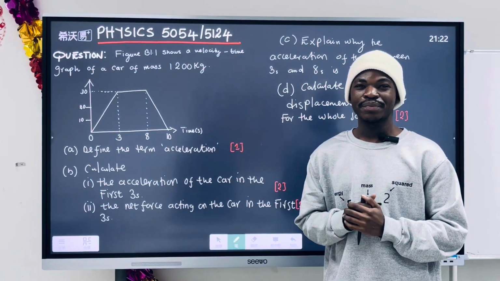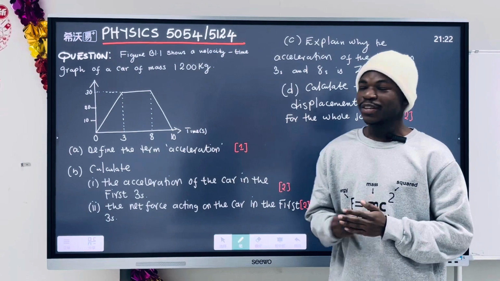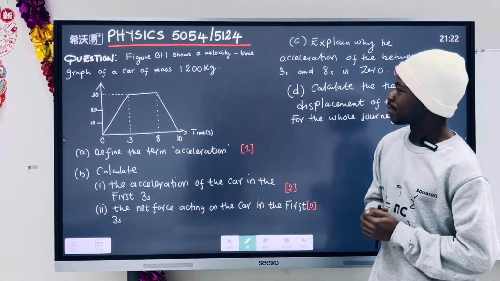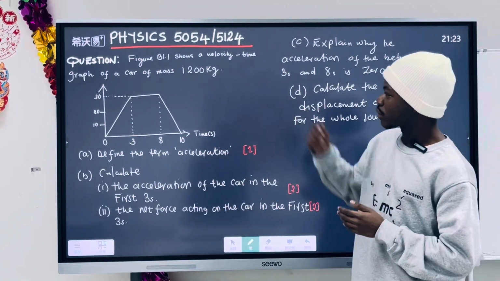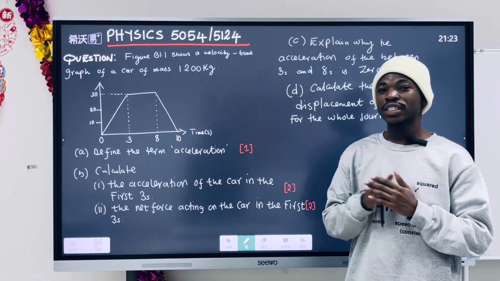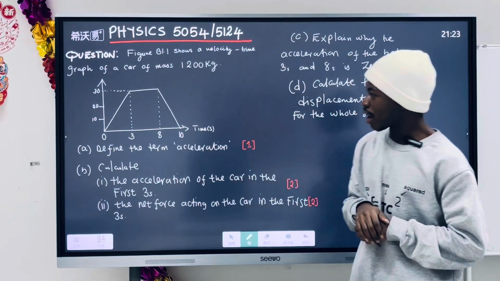Welcome to this video. In today's session, we want to look at physics. So we have a question today on the board. The question reads, figure B1.1 shows a velocity time graph of a car of mass 1,200 kilograms. So this is the graph, that is the velocity time graph that we have.